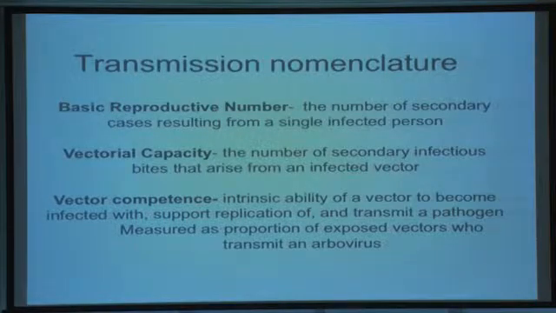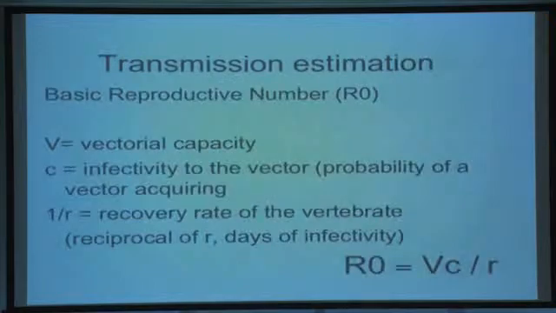So I know you've been waiting for some transmission nomenclature and the appearance of R naught in this. So here's the basic reproductive number, again, being defined for you. Vectorial capacity is the number of secondary infectious bites that arise from a single infected vector. So it's sort of an adaptation of R naught. Within it is this term called vector competence, which I mentioned to you is the intrinsic ability of a vector to become infected with, support replication, and then transmit the arbovirus.